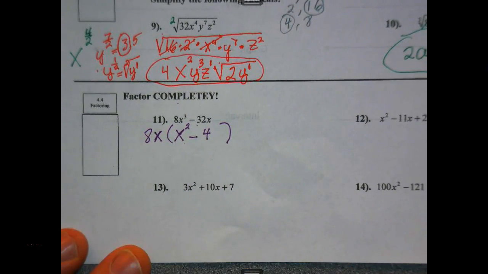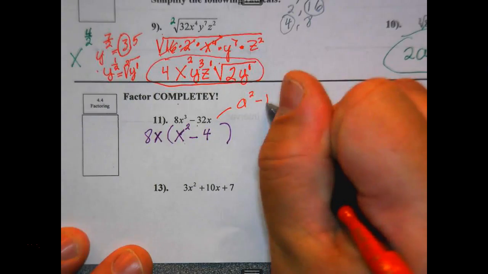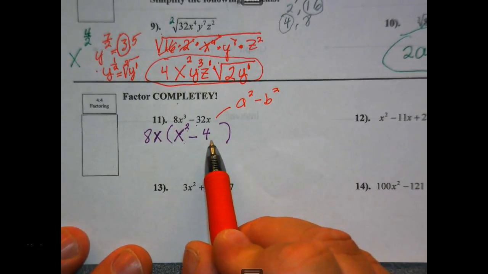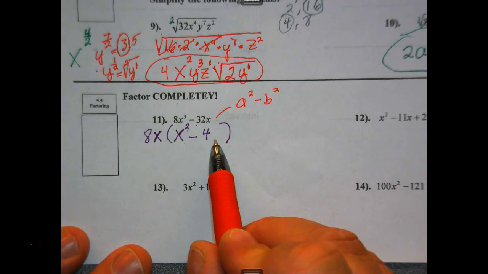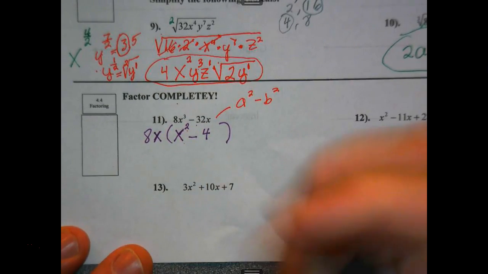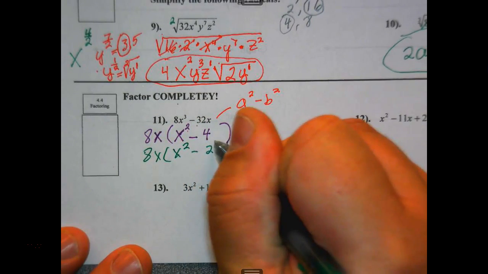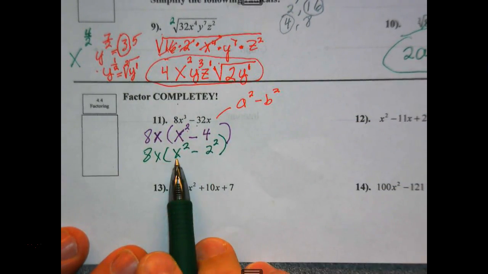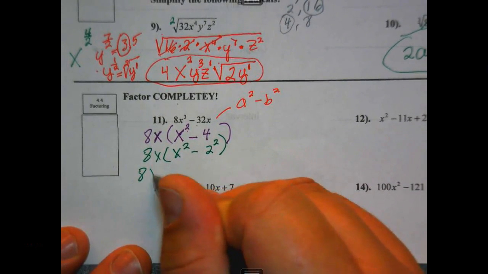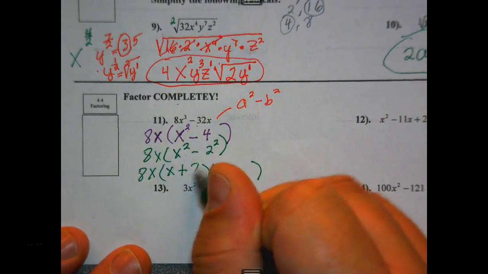Shortcut. Do you remember the little shortcut formula? This is a squared minus b squared, because this is a power 2, and 4 can be written as a power 2, can it? Yes? No? Yes? Losing you guys. X squared minus 2 squared. So my a is x, my b is the base 2, so this becomes 8x times a plus b, a minus b.